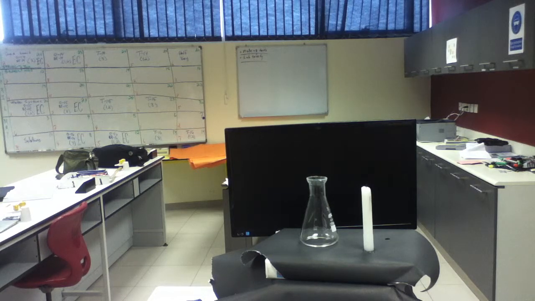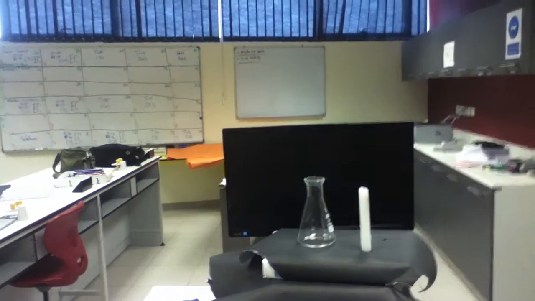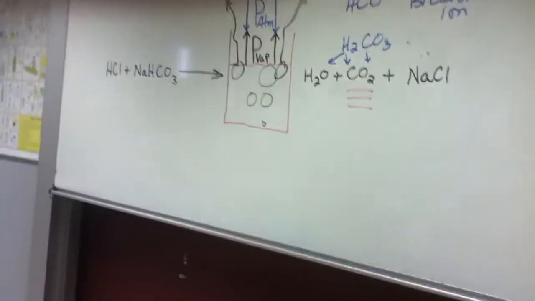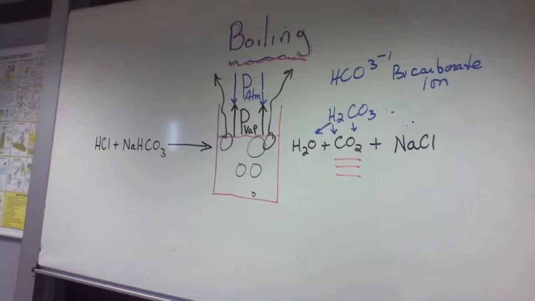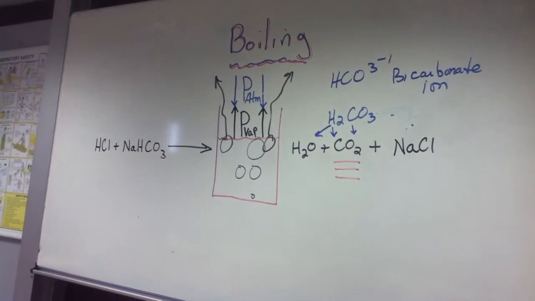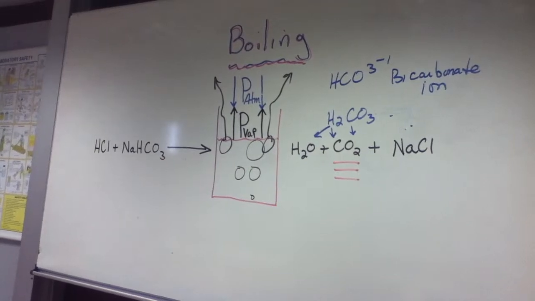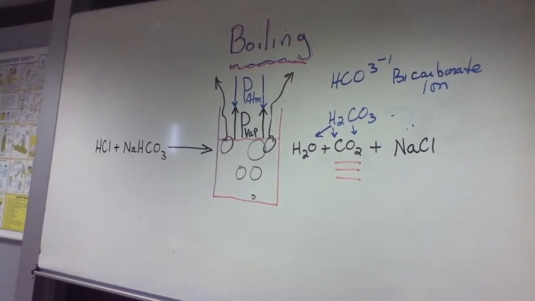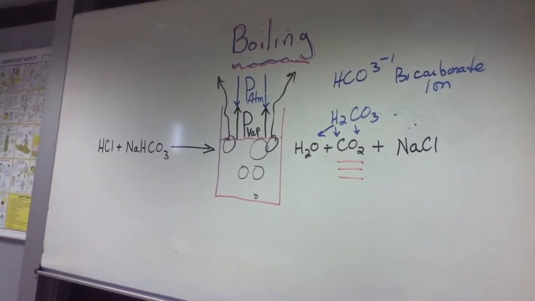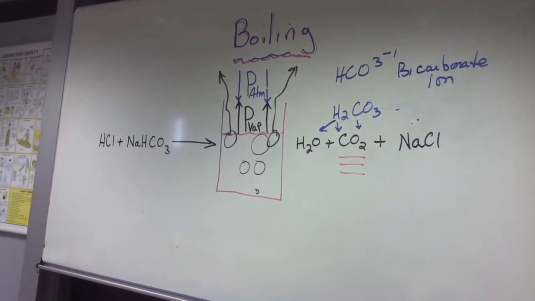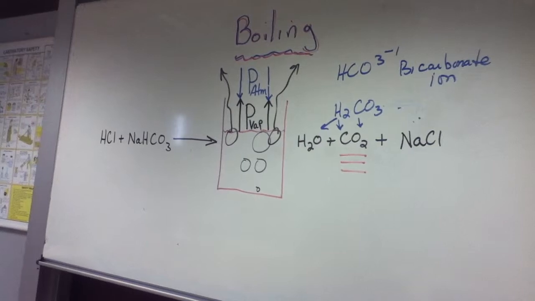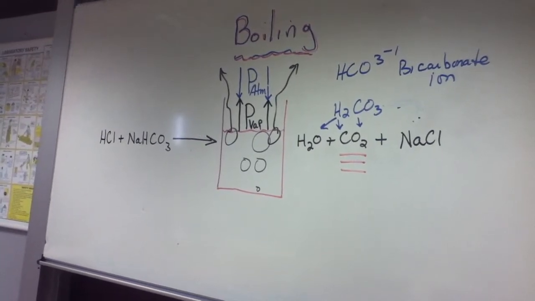Okay, let me see if I can take a picture of the board really quickly. And the board says that, all right? So you can refer back to that, and I'm going to talk about that equation on the board. You see where it says HCl plus NaHCO3, and then on the other side of the drawing it says H2O plus CO2 plus NaCl.